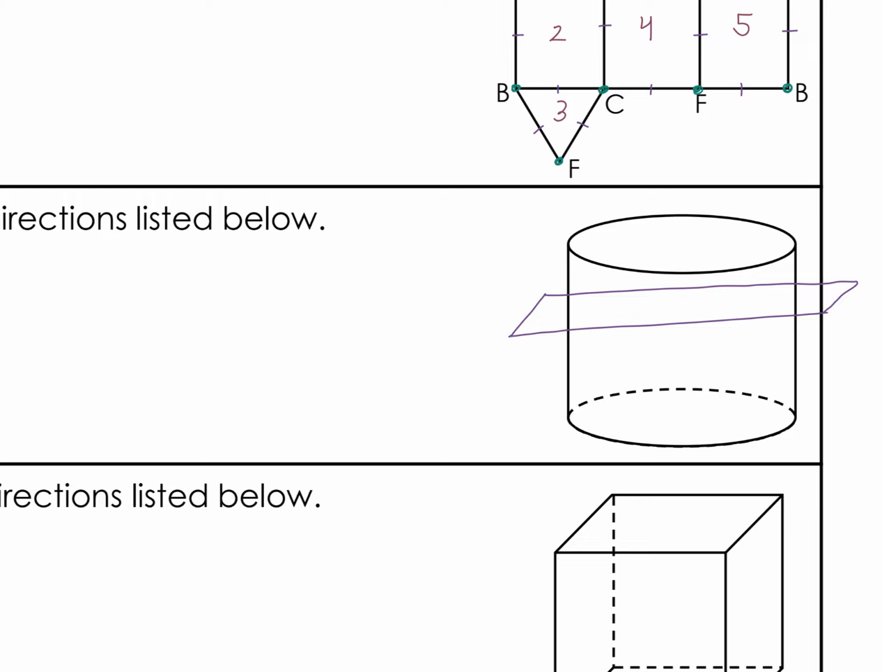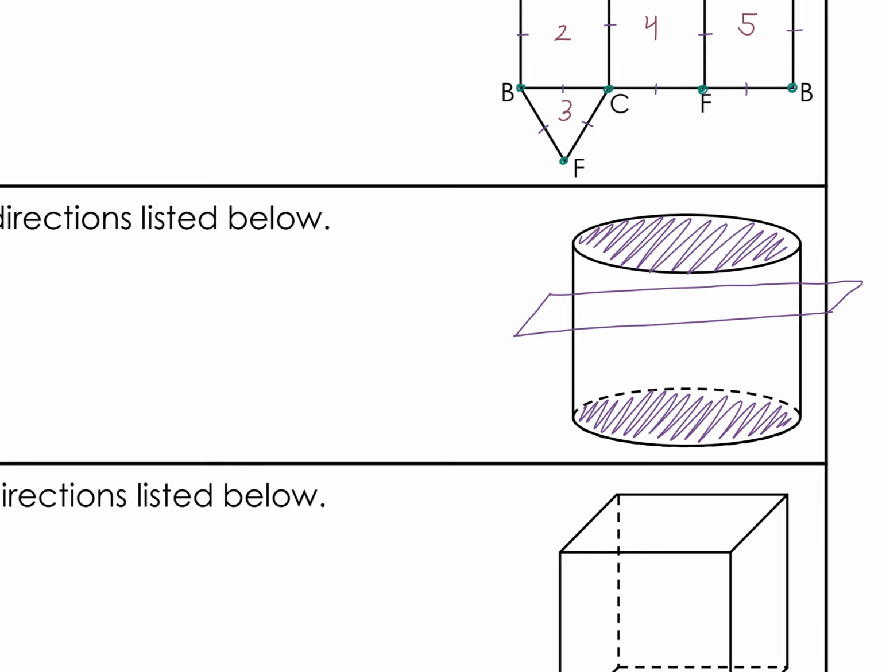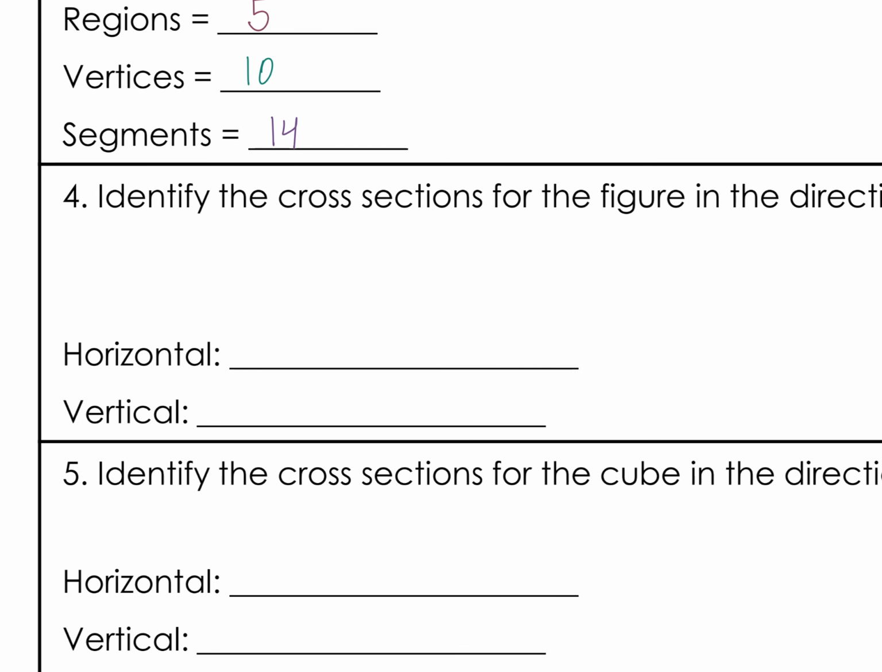Okay, so a lot of the times what's going to be very helpful is to look at the shapes that run in the same direction, that are parallel to the plane that I've just drawn. So here, when I draw that plane through the figure, I will see that these circles, okay, on the top and on the bottom here are running parallel to that plane. So that means that here, in between those two circles, I should be able to have a cross section of a circle. So that's going to be my horizontal answer.